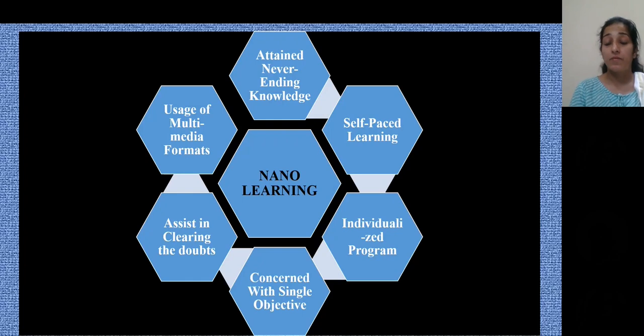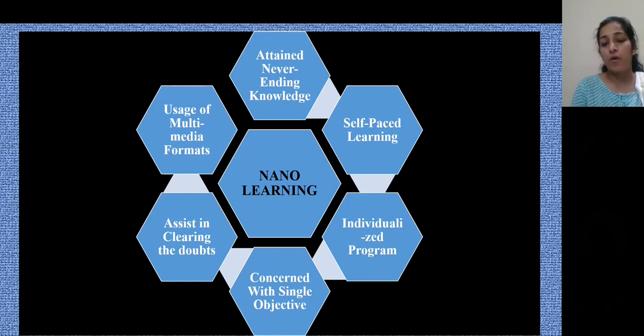Then self-paced. That means you don't have to cope with the speed of the other learner. That nano learning capsule will cater to your speed. That means if you want to learn a content in 5 minutes, you can do this. If the other learner wants to learn that concept in 10 minutes, that person will do that. That means it's according to your pace, your speed will match.